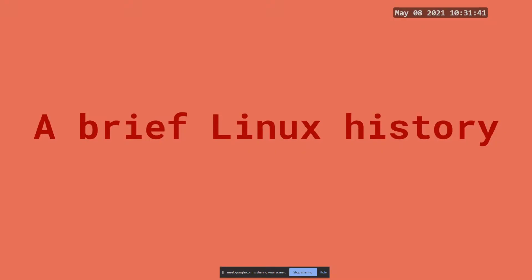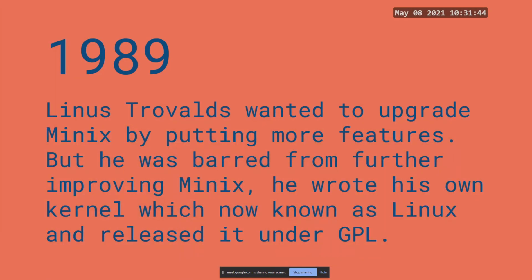Okay, let's have a look at the Linux history. In 1989, Linus Torvalds wanted to upgrade Minix by adding more features, but he was barred from further improving Minix. So he wrote his own kernel, which is now known as Linux, and released it under GPL. You don't let me help you, so I create my own kernel. And when he created this, he had no idea it could become this big. Initially, he just wanted to make a new kernel for his own use.